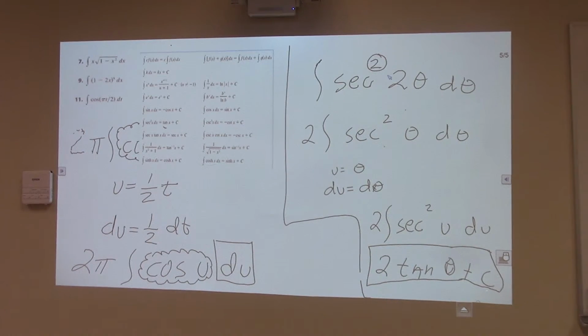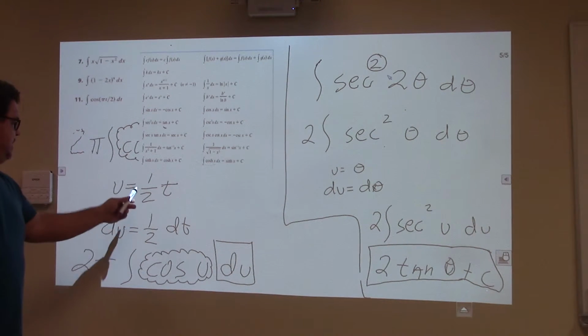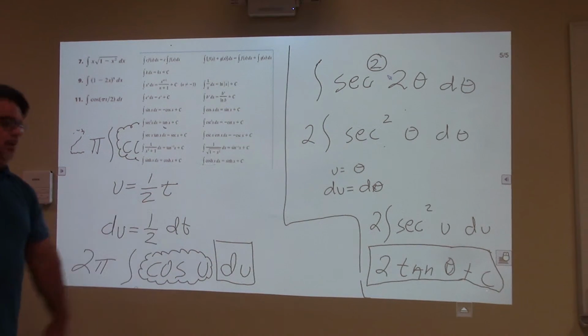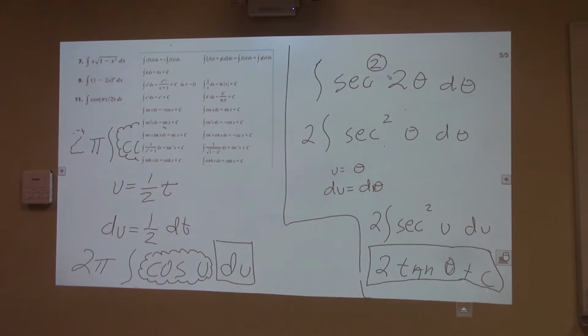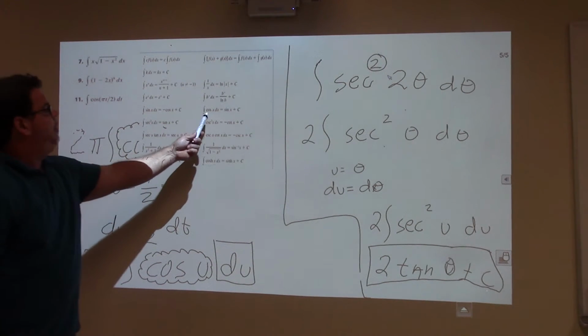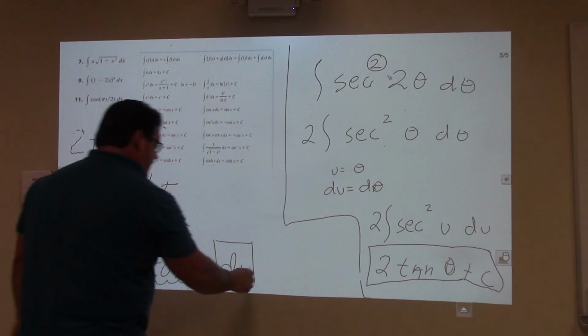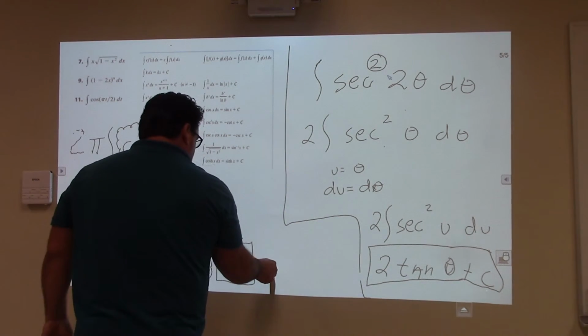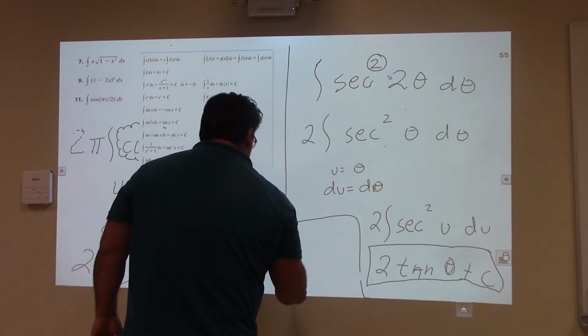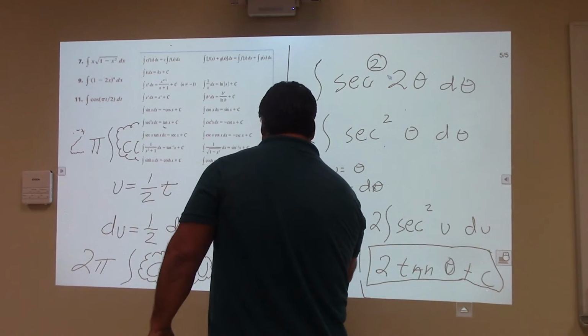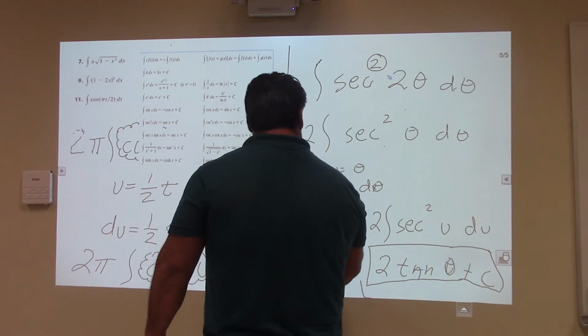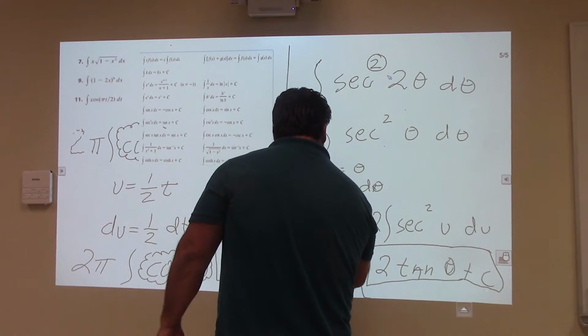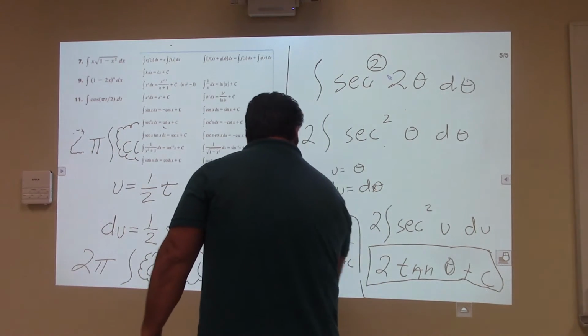Yes? Is that the final answer for the first one? Well, you put u back in, which will be 2 pi cosine of 1/2 t plus c. I'm sorry, we didn't finish it. Oh, no, cosine. What's the antiderivative of cosine? Negative sine. So it's going to be negative 2 pi, sorry. Negative 2 pi sine of 1/2 t plus what? That's the final, I'm sorry.